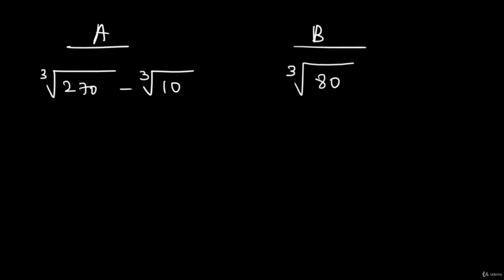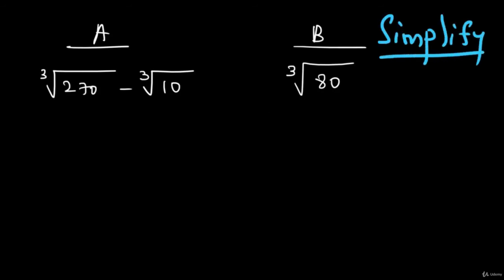Let's do this question. Quantity A is cube root of 270 minus cube root of 10 and quantity B is cube root of 80. Pause the video, give it a try and then let's do it together. Alright, we are back. I hope you have given it a try. Let's do it together. Now the right way to proceed with this question is to simplify the expressions, alright, by prime factorization.